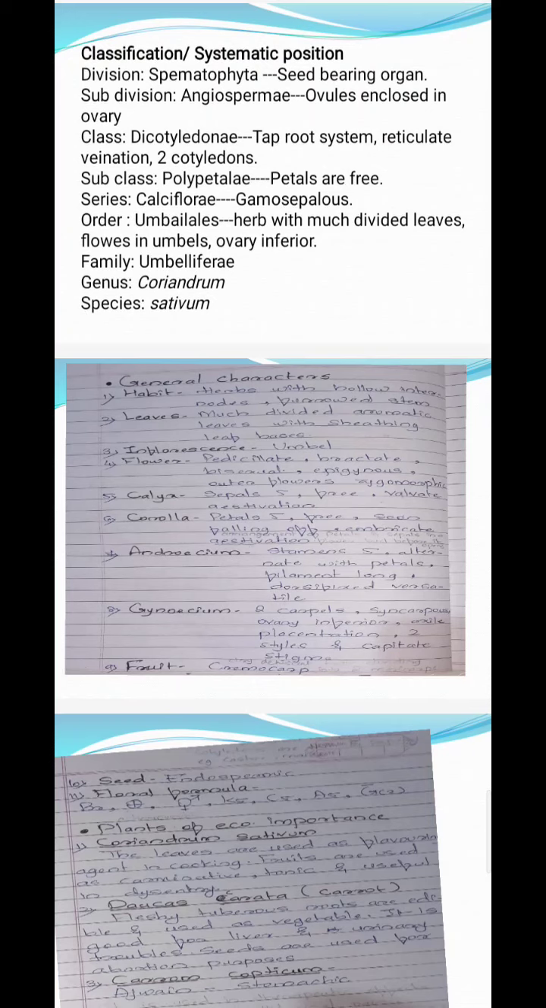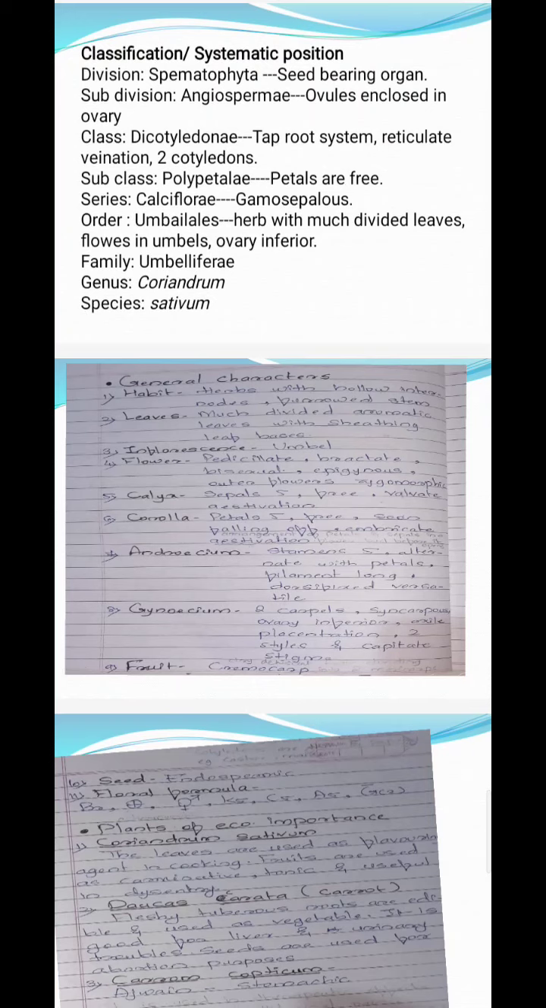Then the next character is about leaves. Leaves are divided and aromatic, with a sheathing leaf base. Sheathing leaf base means, as we see in jowar plants, a part of the leaf base is attached to the stem and then the leaf forms there. Then the inflorescence is umbel type. The flowers are pedicellate, that is, a stalk is present. Also bracts are present. Then bisexual, that is, male and female parts are present.